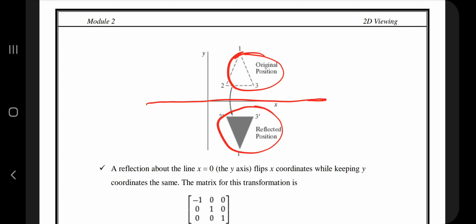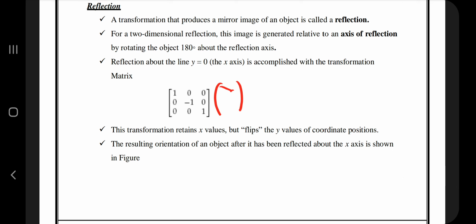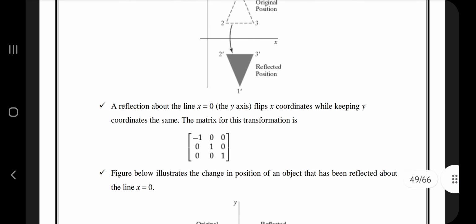If you have to perform the reflection about the x-axis, or y equal to 0, at that time you will be using this matrix. For the 3 points of the triangle, you will multiply xy1 with this one, and you will get the final points. Like that you will do for all the 3 points, and you will get the final 3 points in the reflected manner. This is the matrix which you have to multiply the xy point with. For the 3 points if you do, you will get this answer.